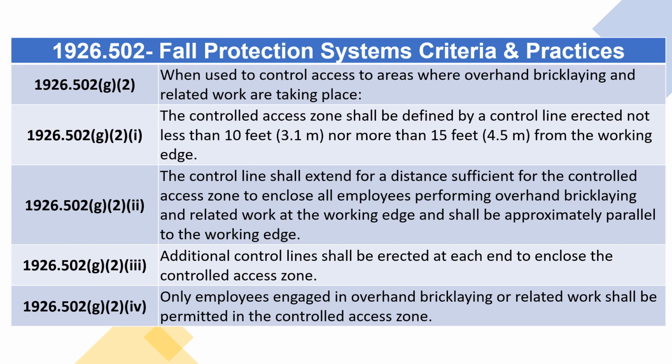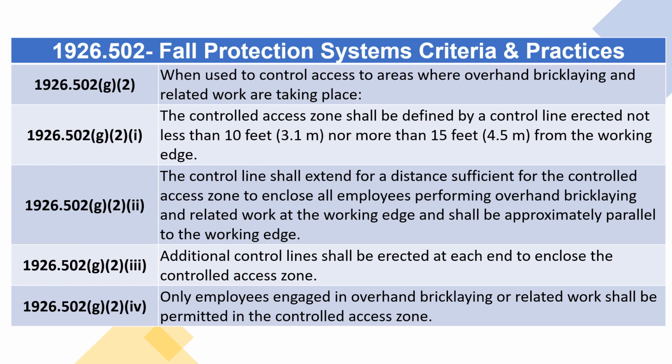1926.502(g)(2) When used to control access to areas where overhand bricklaying and related work are taking place, 1926.502(g)(2)(i) through (g)(2)(iv). The controlled access zone shall be defined by a control line erected not less than 10 feet (3.1 meters) nor more than 15 feet (4.5 meters) from the working edge.